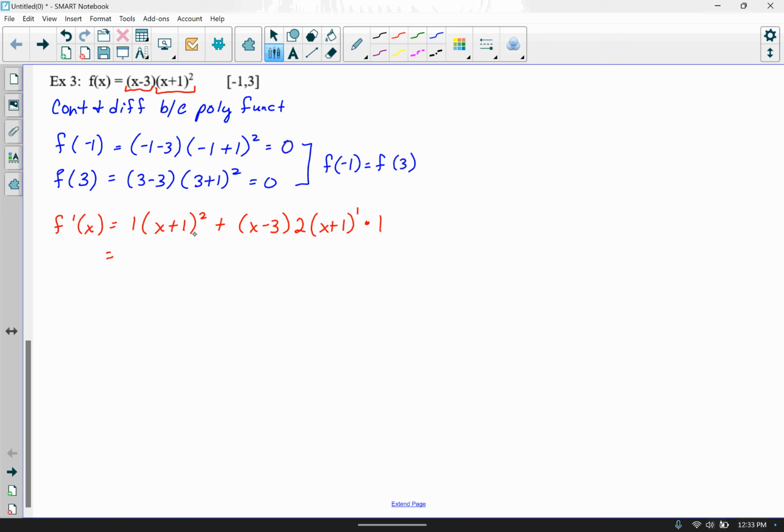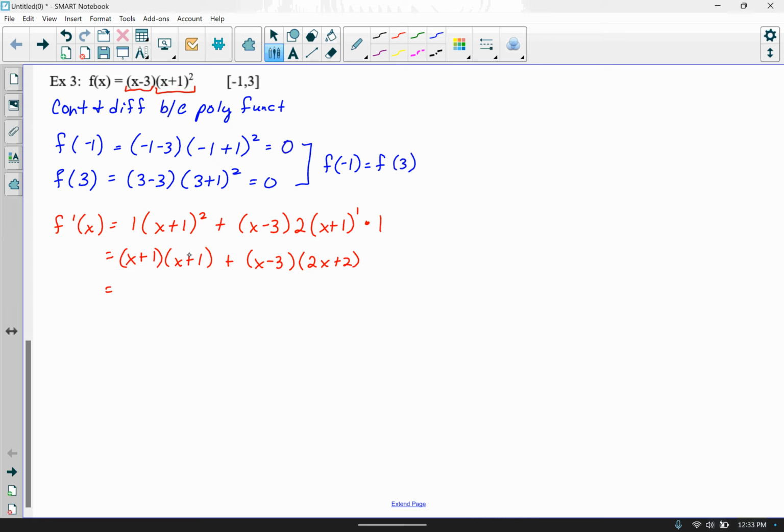All right, now I've just got to clean this up. So the first term, I've got x plus 1 squared, so remember that means x plus 1 times x plus 1. Back here, I'm going to have my x minus 3, and I'm going to take that 2 and distribute it through there, and that'll be 2x plus 2. You can take that 2 and distribute it to either parenthesis there that you want to, okay? But just don't do it to both, okay? And then, of course, times 1 is just still itself, all right?